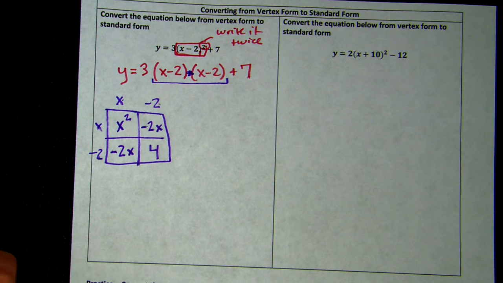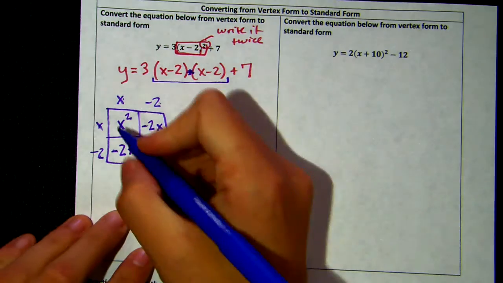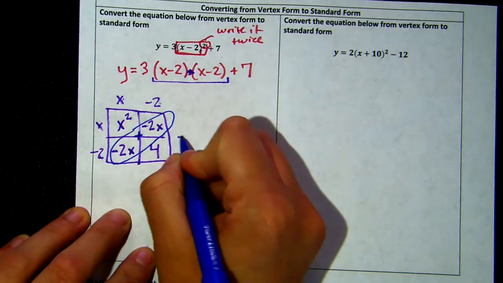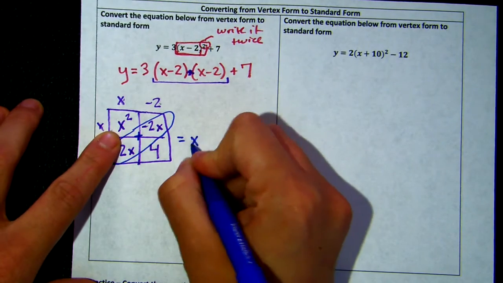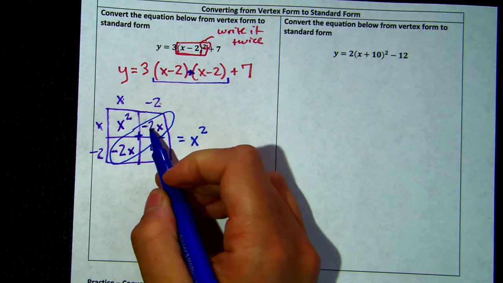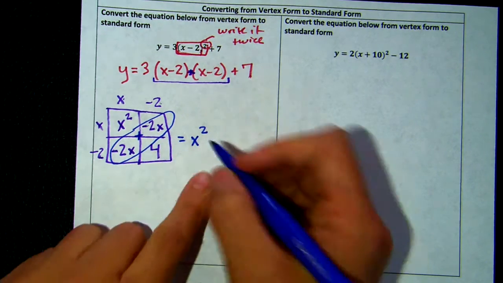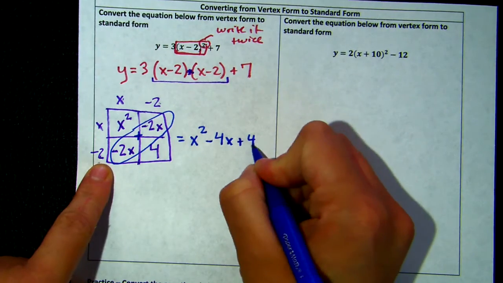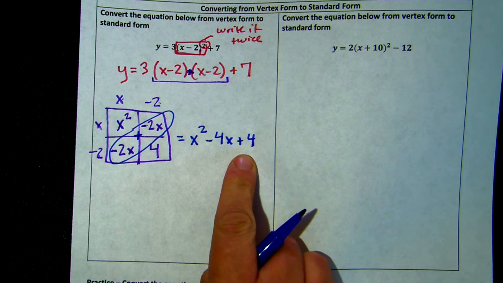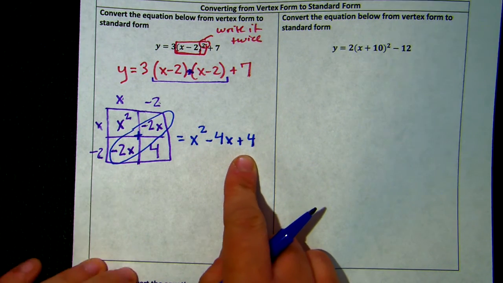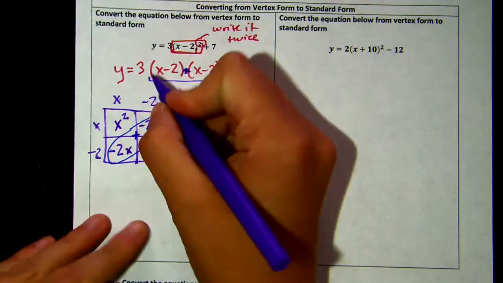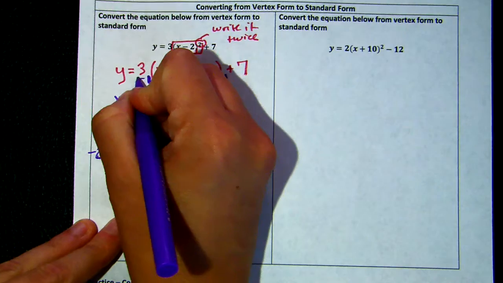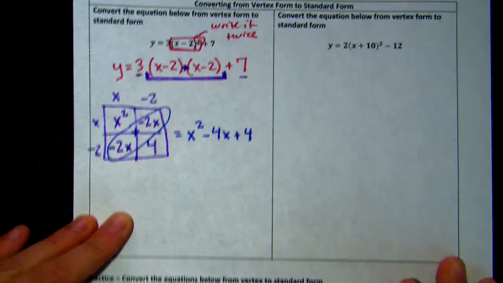Now that I have filled in my box with multiplication, I'm going to combine my like terms using addition. So x squared can't combine with anything, so that's just x squared. Negative 2x plus negative 2x gives me negative 4x, and then 4 can't combine with anything else, so I just add it on to the end there. Okay. So that's the box method portion of this, but notice that that was only part of the original equation. It's only the middle part of the original equation. We have to deal with this 3 and with this 7 as well.